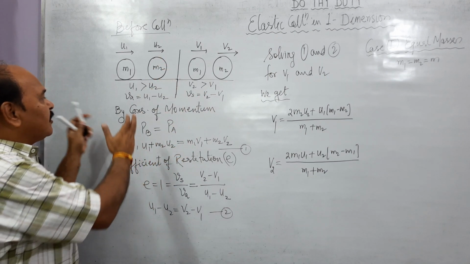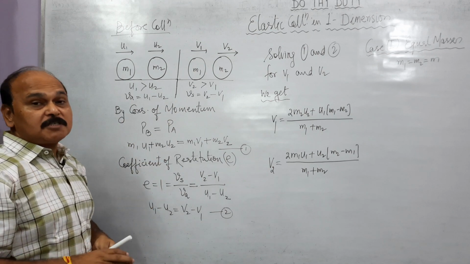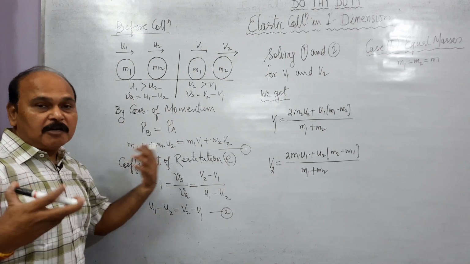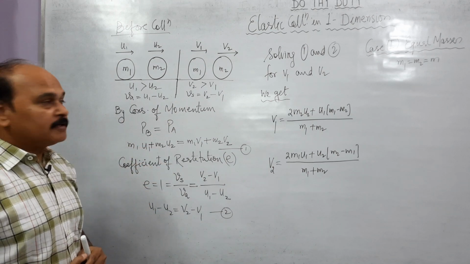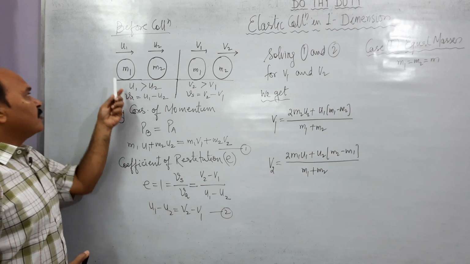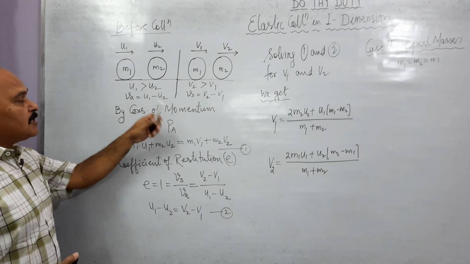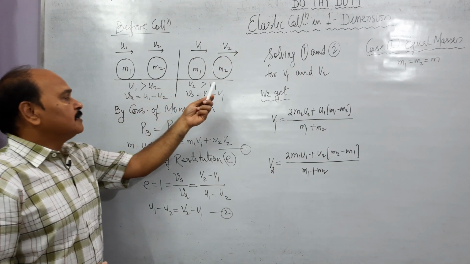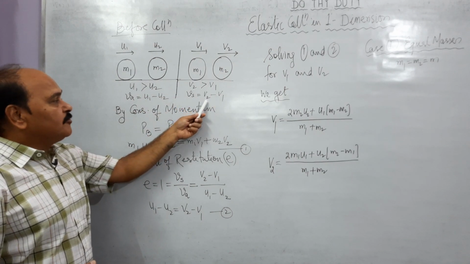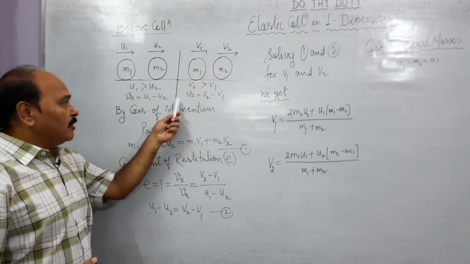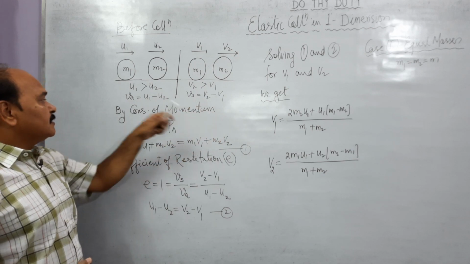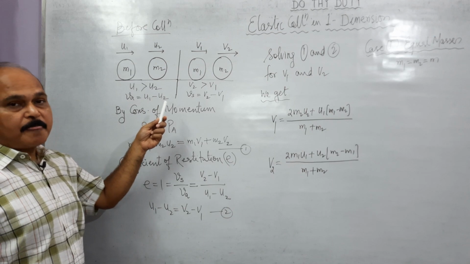Well, what is the velocity of approach? What is the speed of approach? Or what is the relative velocity before collision? That relative velocity before collision is going to be u1 minus u2. And what is the relative velocity after collision? That is going to be v2 minus v1. This is the velocity of separation. This is the velocity of approach.